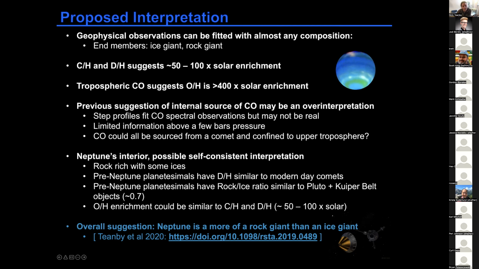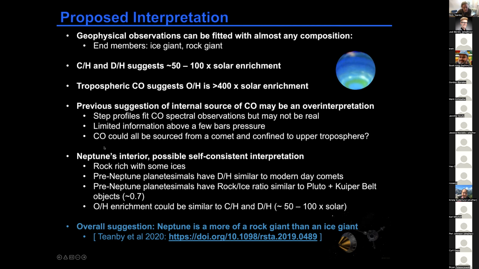So one is an internal source, which is mixed from the deep interior, which I think could potentially be an overinterpretation of a step parameterized profile, because I don't think that accurately represents the CO profile in Neptune. And I think we're actually limited to only information at a bar pressure or less, in which case I think all of that CO is basically confined to the upper troposphere, and it could also be from the comet.